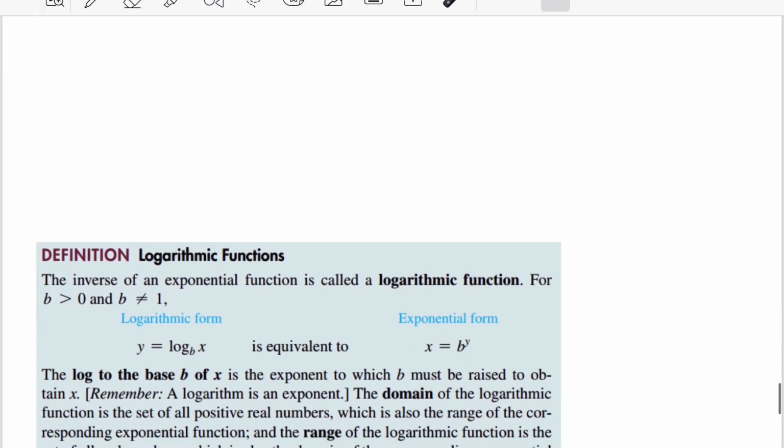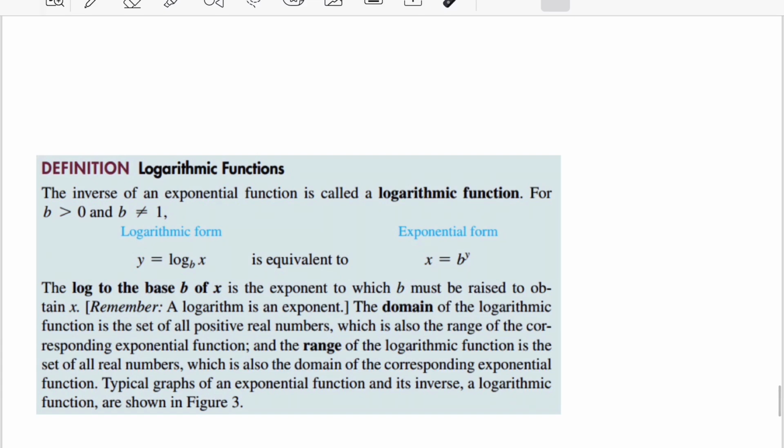Now this brings us to our definition of a log function, and it's that the inverse of an exponential function is called a logarithmic function for b greater than 0 and not equal to 1. We have the log form here, and it's equivalent to our exponential form here.